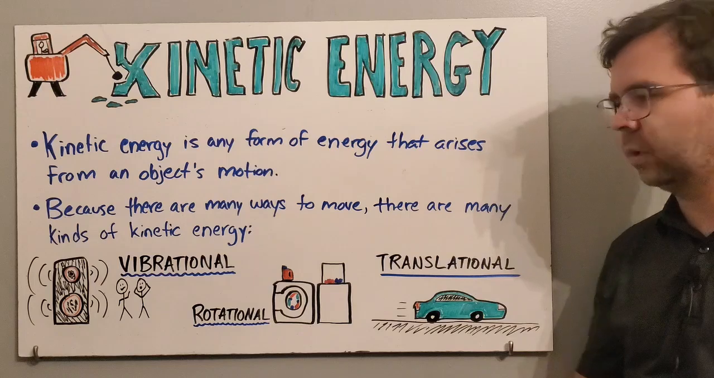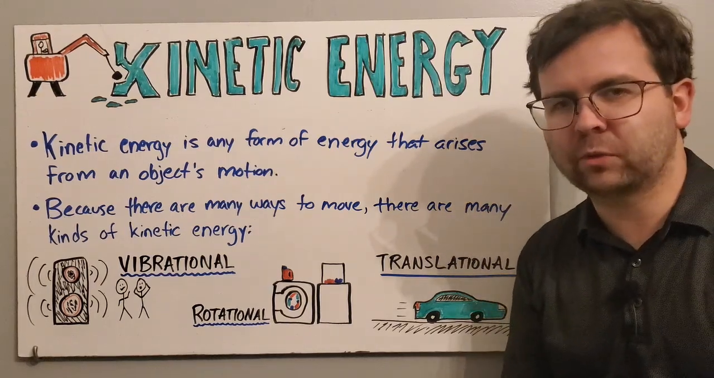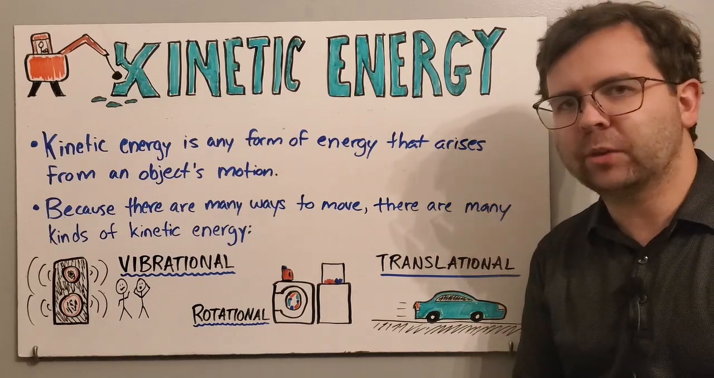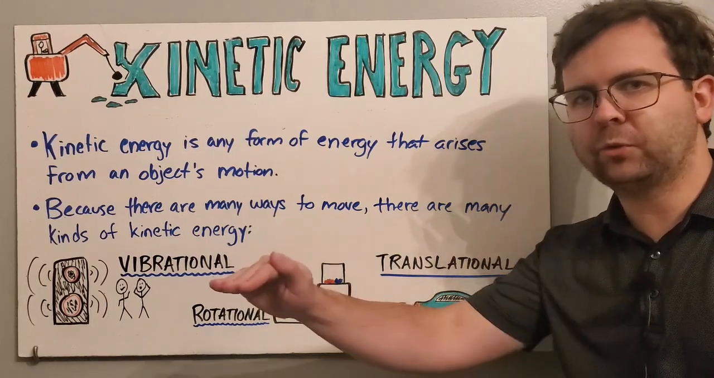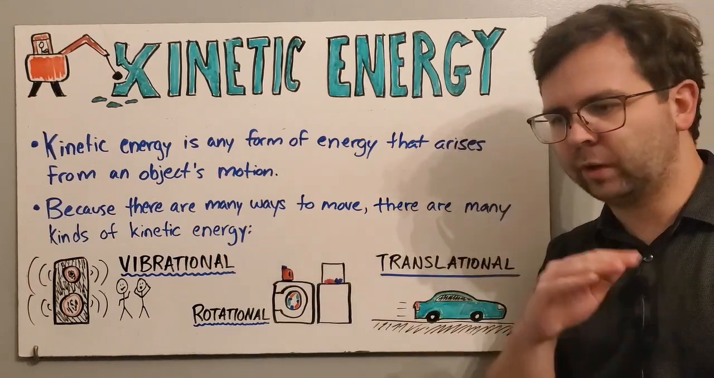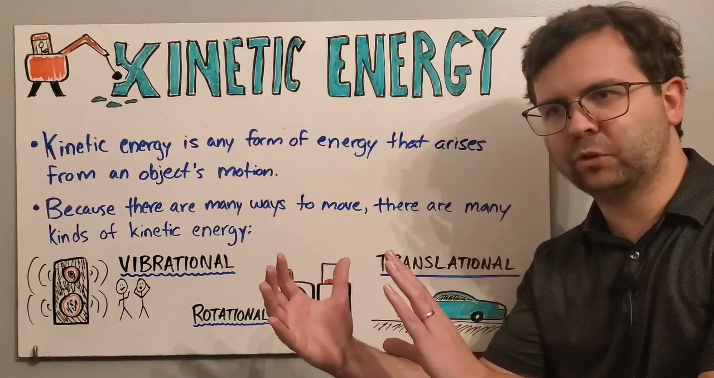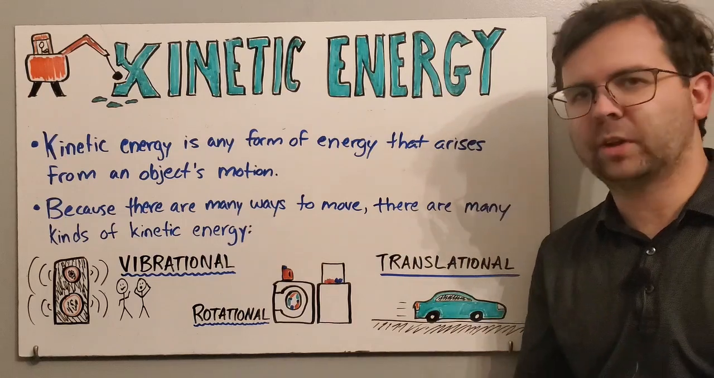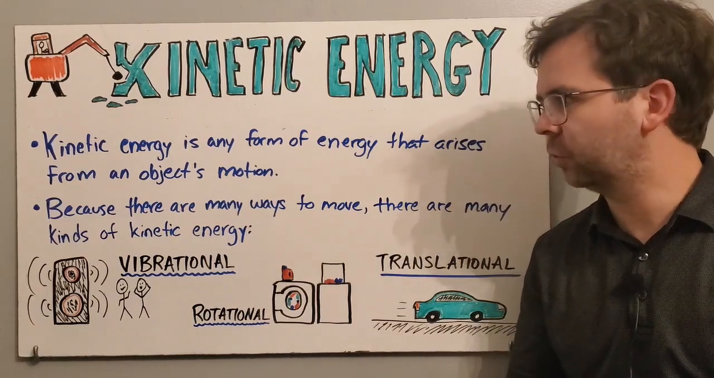But the last one is the one that we'll focus on most in physics classes, and that's translational kinetic energy. This kind is just moving from one place to another laterally, like left or right, up or down. You're translating the position of an object from one place to another place. And so that's the kind of kinetic energy we're going to be dealing with most.